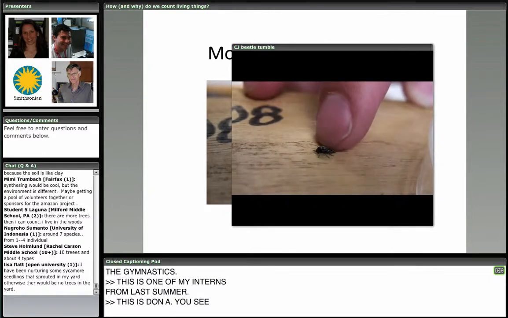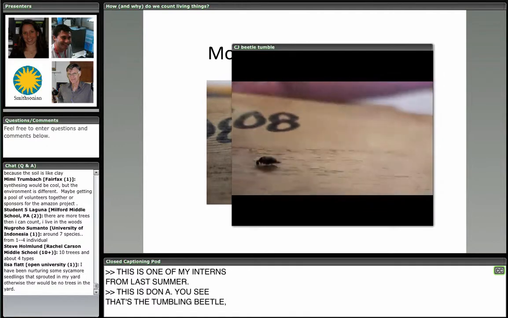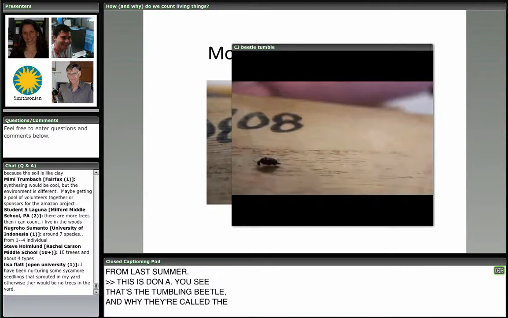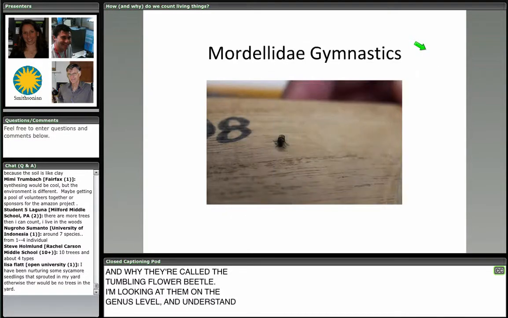And so what I'm trying to do is look at these beetles at a species and genus level, again a finer taxonomic resolution, and understand how they're arrayed across space and time, and if this matches the trees, and then if this information is useful for conservation.